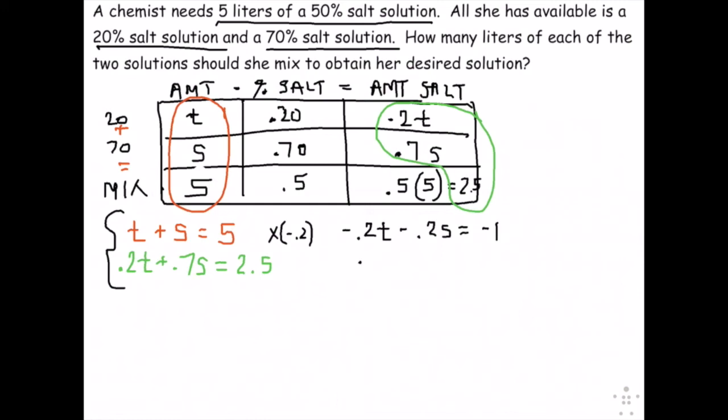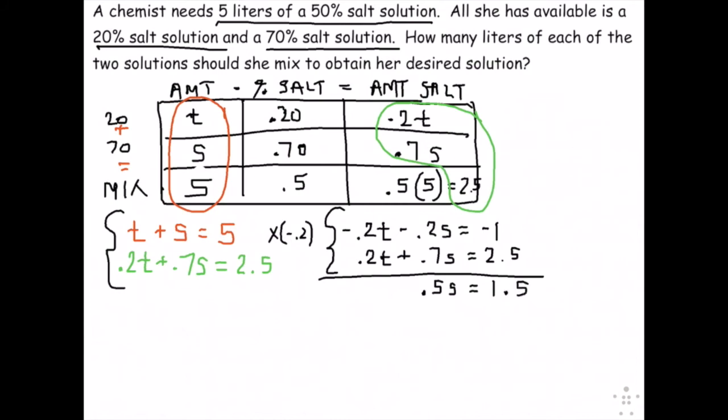And the second equation stays the same, 0.2t plus 0.7s equals 2.5. Okay, so now we can add. The t's cancel out. So now I have 0.7s minus 0.2s, that's 0.5s, equals negative 1 plus 2.5. That's 1.5, right? And I divide both sides by 0.5, and I get S equals 3, right? 0.5 goes into 1.5 3 times.